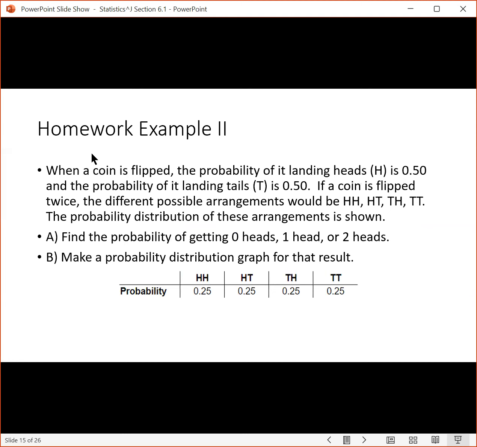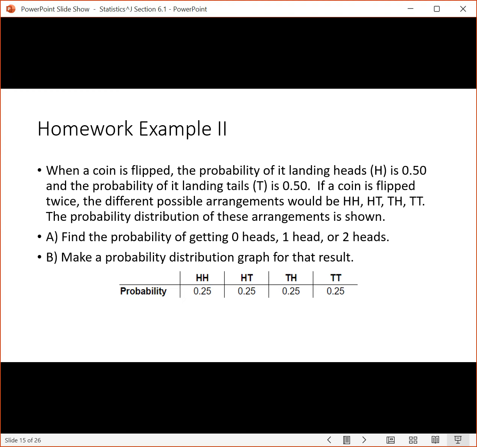All right, so we've got a homework example. When a coin is flipped, the probability of it landing heads is 0.5, and the probability of it landing tails is also 0.5. If a coin is flipped twice, the different possible arrangements would be heads and heads, heads and tails, tails and heads, and tails and tails. And the probability distribution is shown here at the bottom. So it wants us to go through and find the probability of getting 0 heads, 1 head, or 2 heads, and then to make a probability distribution graph for that result.